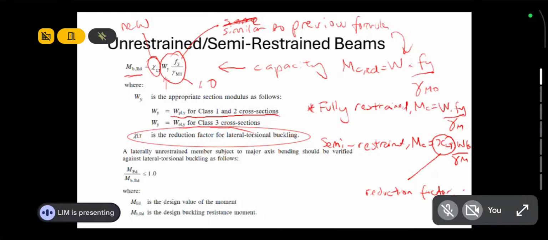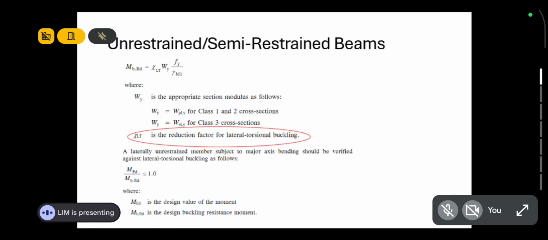Now, when I say fully restrained, semi-restrained, I need to explain again what I mean. Okay. Let me delete everything first. Erase all. Okay. Let me explain again. So the previous formula, you can only use for fully restrained. What does fully restrained mean? It means if your beam is like that, right? So this is your beam in 3D. That's your I-beam in 3D.